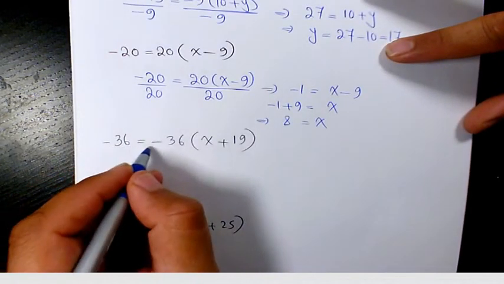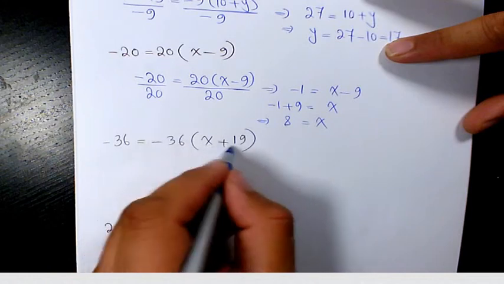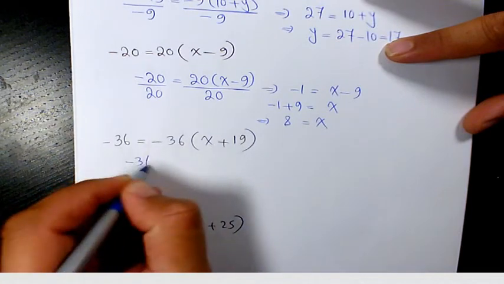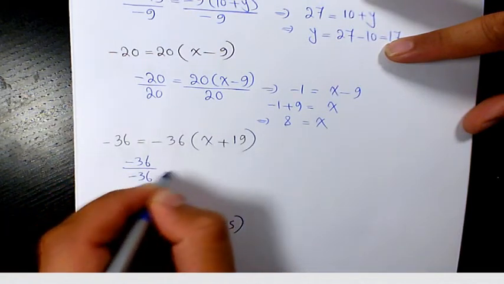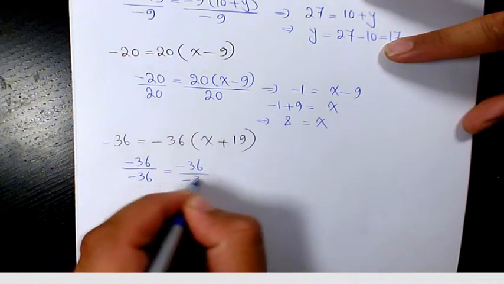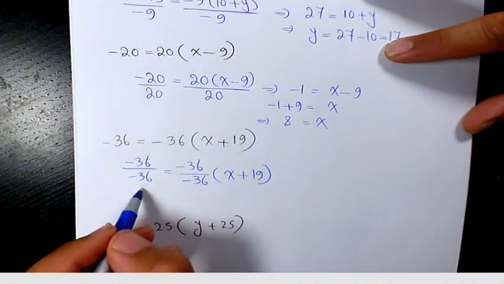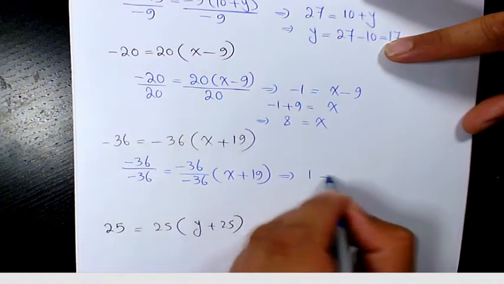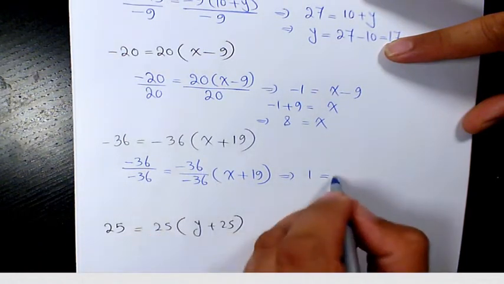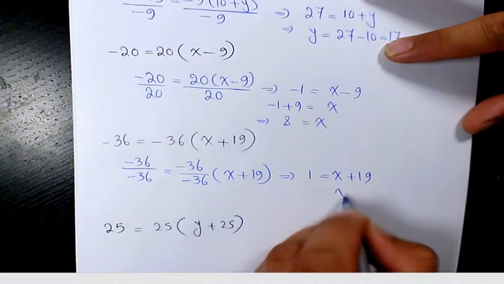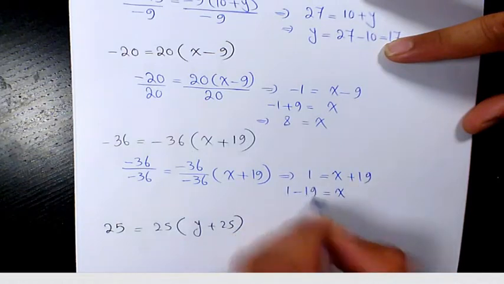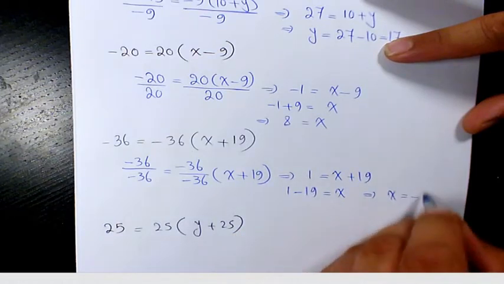Negative 36 equals negative 36 times x plus 19. So negative 36 divided by negative 36 is 1, x plus 19. So x will be 1 minus 19. So x will be negative 18.